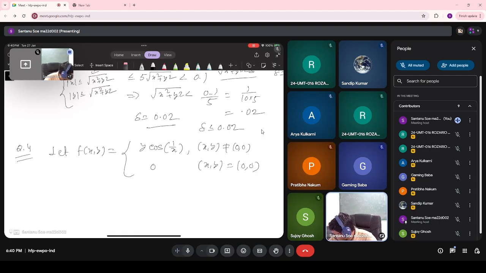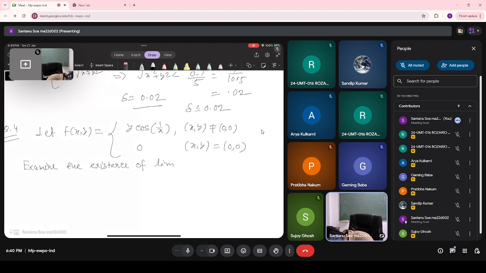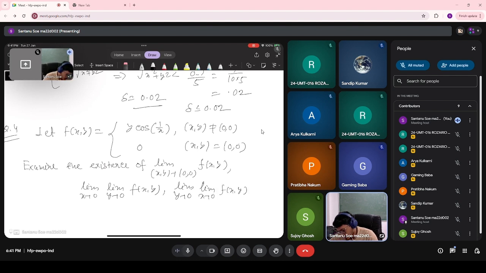So the question is: examine the existence of the limit as (x,y) tends to (0,0) of f(x,y), and also the limit as x tends to 0 of the limit as y tends to 0 of f(x,y), and then the limit as y tends to 0 of the limit as x tends to 0 of f(x,y).